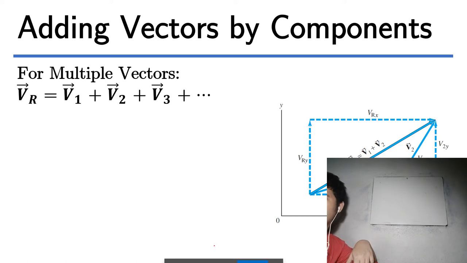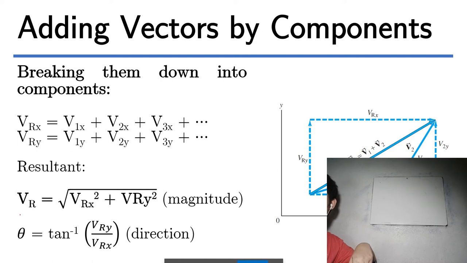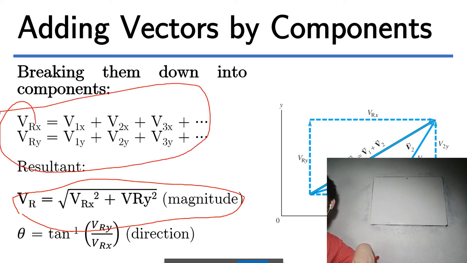So example, marami kang vectors, no? Marami kang vectors. V1, V2, V3, and so on and so forth. You can break them down into components. Diba? Break them down into components first. V1x, V2x, V3x. Then, into their y components. V1y, V2y, V3y. Then, get the sum of the x and y components. Then, after that, no, we can get the magnitude of our resultant vector. And yung direction natin is VRy over VRx. Y over X component. So, always like that. Okay?